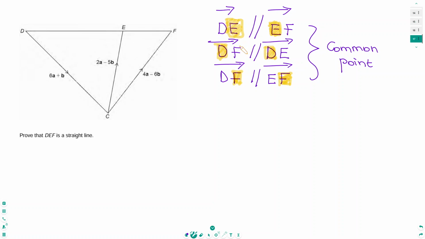So if the vectors have the same direction and they have a common point, then they lie on the same straight line. So we start the method by showing the first case, the DE vector parallel to the EF vector. So we need to find the vector DE and the vector EF.